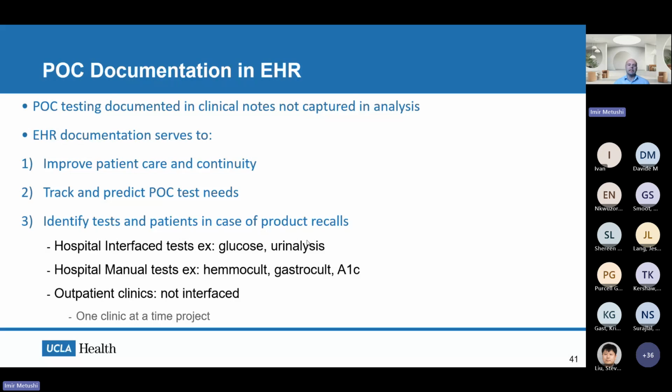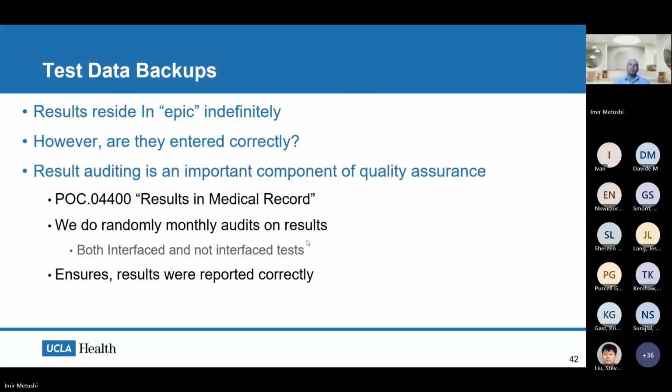On the ambulatory side, tests are not interfaced, and this is a big challenge. On the hospital side, most big volume tests are interfaced, and there's a handful of tests that are not interfaced, mainly because of the offering. Some tests we can never interface because they don't have electronic capability, and some tests we have been, and are continuing to, interface more and more.